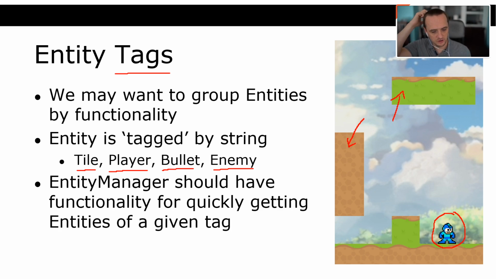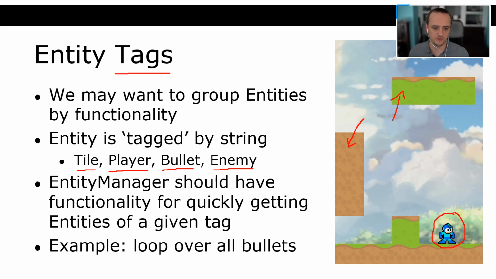So the entity manager, really, it should also have functionality for quickly getting entities of a given tag, because we might want to do something in our game, for example, which is loop over all the bullets or loop over all the tiles, right? And yes, we could say, hey, entity manager, give me all of the entities, and then check if the entity is a bullet, then do something. But that throws away a bit of performance. So in the entity manager, we're also going to have a way to store groups of entities by their tag.